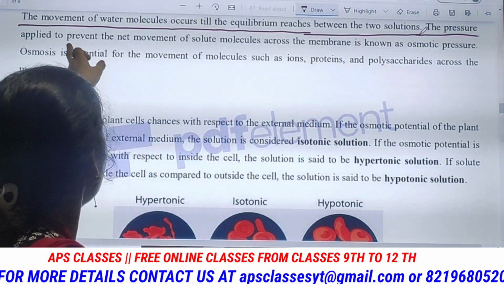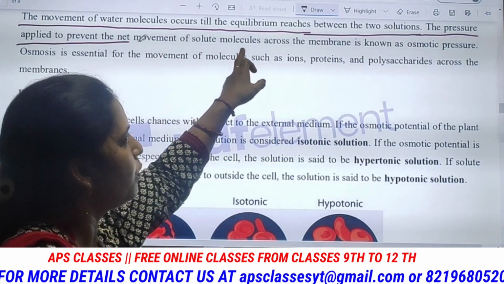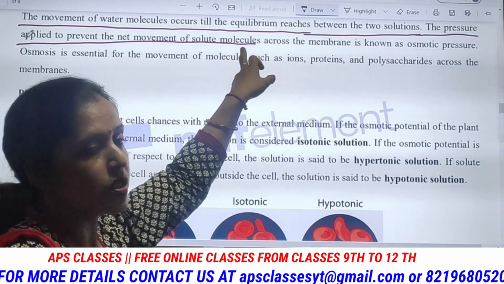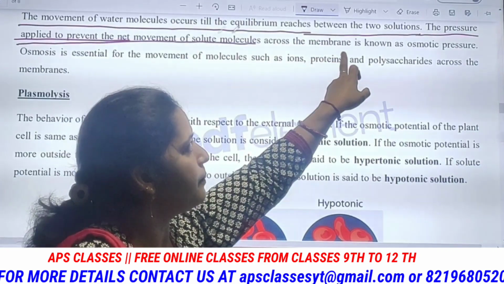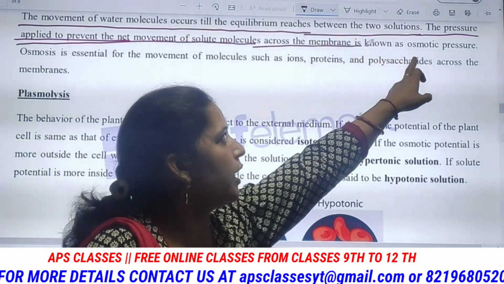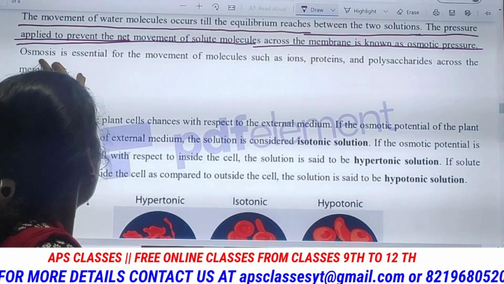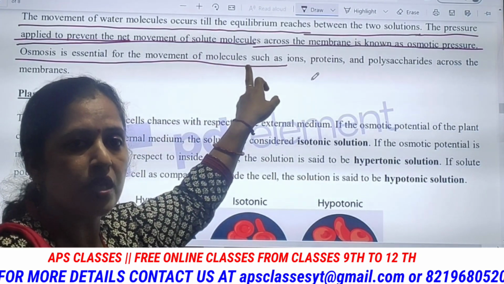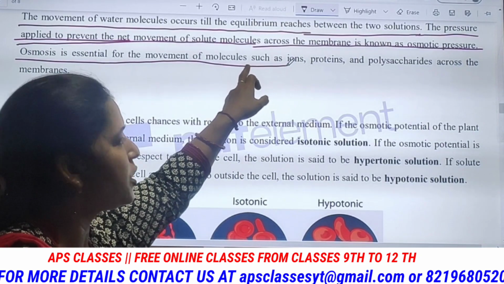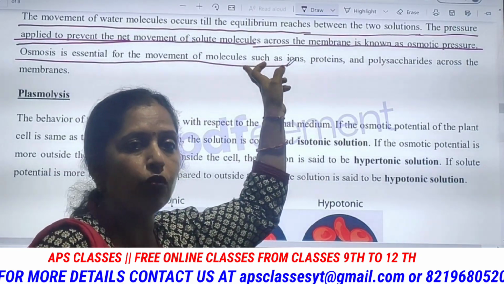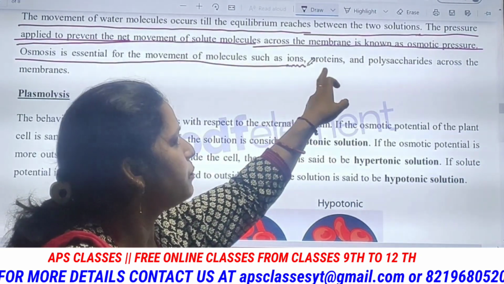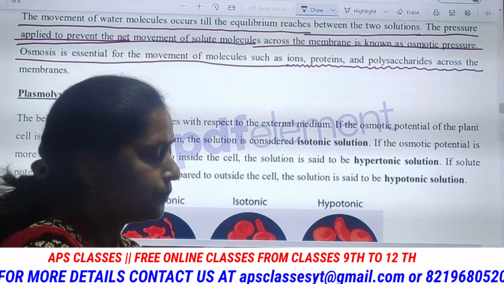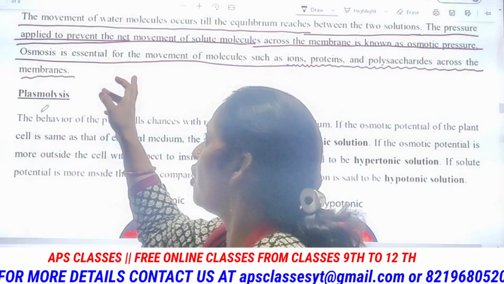The pressure applied to prevent the net movement of the solute molecules across the membrane is known as the osmotic pressure. Osmosis is essential for the movement of molecules. The process of osmosis is very important for the movement of molecules, and these molecules are ions, proteins and polysaccharides across the membrane. So this is the process of osmosis.